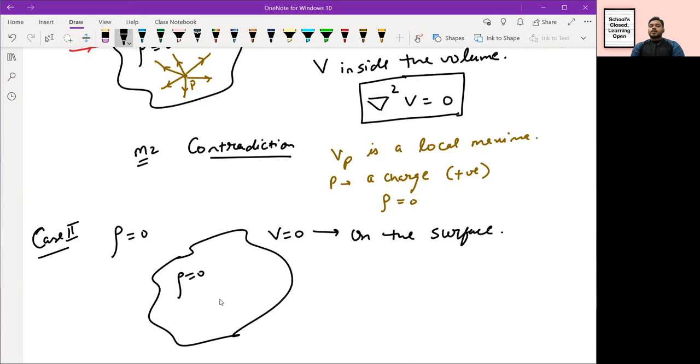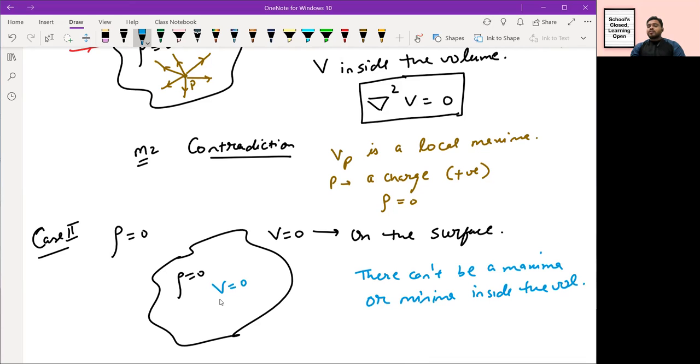So again, using case 1, we can say that there cannot be a maxima or minima inside the volume, correct? If there can't be a maxima or minima inside the volume, that means V is always going to be 0 within the volume.